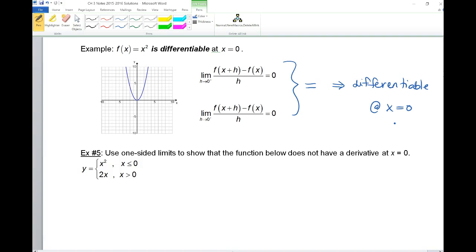Right. So this is differentiable everywhere. There's no place on this curve where you have different slopes from the left and from the right. Think of it as if you're following your tangent line, it's gradually changing. It's not like going like this all of a sudden.